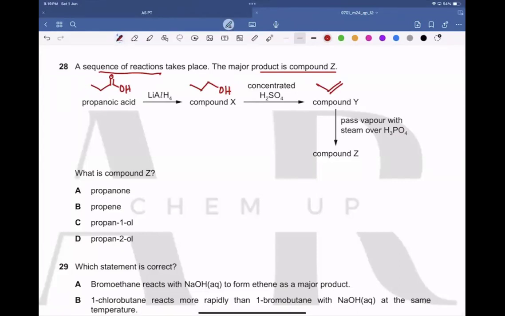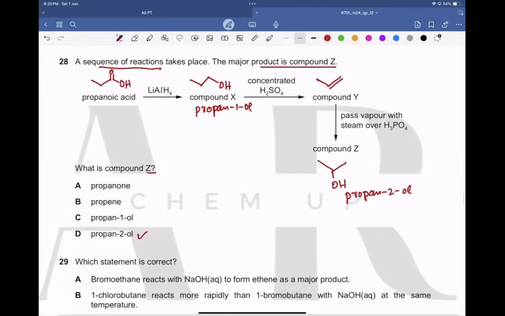Fast vapors with steam. So addition. Now OH goes over here according to Markovnikov's rule. So they have first formed propan-1-ol and then propan-2-ol would form. What is compound Z? Compound Z is propan-2-ol, that's what we have identified. So A, B, and C go wrong, and D is the correct answer.